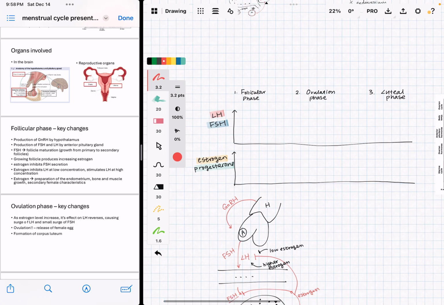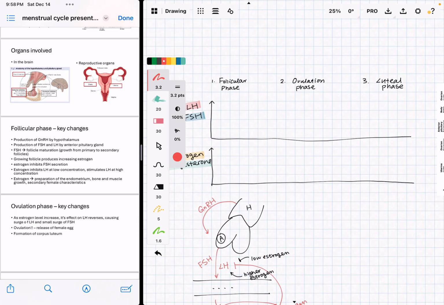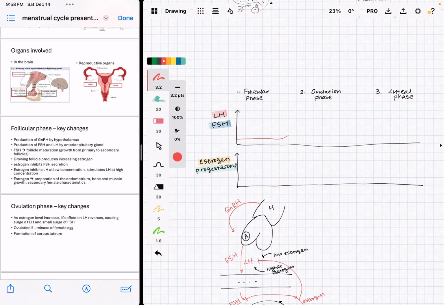So we've talked about LH. We're going to start with LH. How do you think LH is going to change throughout the follicular phase? Yep, it's going to remain at relatively low levels throughout the follicular phase because increasing estrogen level is going to keep it at a fairly low level.